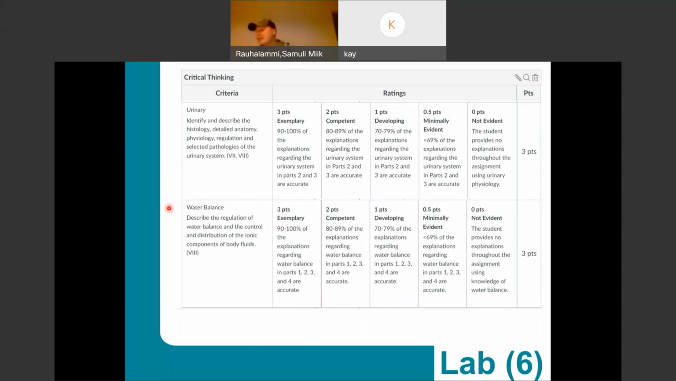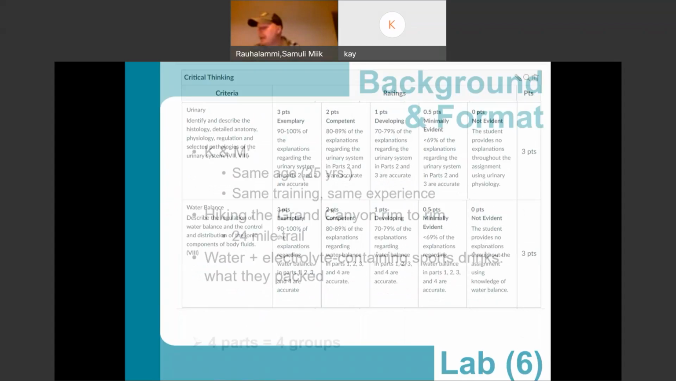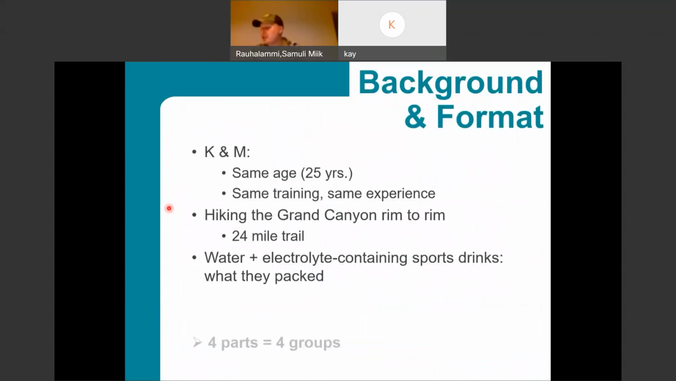So this critical thinking assignment is really a case study. And in this case study, we're going to be looking at a fictitious story of two ladies, Carla and Maria, who went for a hike from one rim of the Grand Canyon to another rim of the Grand Canyon. This was about a 24 mile long hike.